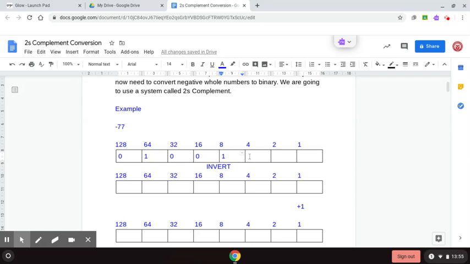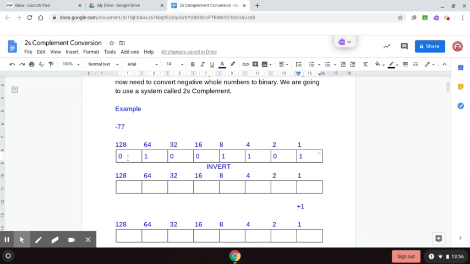Is 5 bigger or smaller than 4? It's bigger, so put a 1. Take 4 away, that leaves you 1. Is 1 bigger or smaller than 2? Smaller, put a 0. And it's 1 equals 1. So if you add up 64, 8, 4 and 1, does that give you 72, 76? That gives you 77. The next thing you do is you invert it.